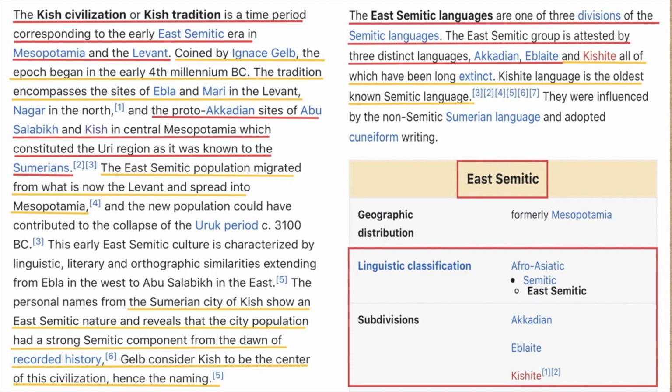And so the East Semitic languages are one of the three divisions of the Semitic languages. The East Semitic group is attested by three distinct languages: Akkadian, Eblaite, and Kishite, all of which have long been extinct. Kishite language is the oldest known Semitic language.